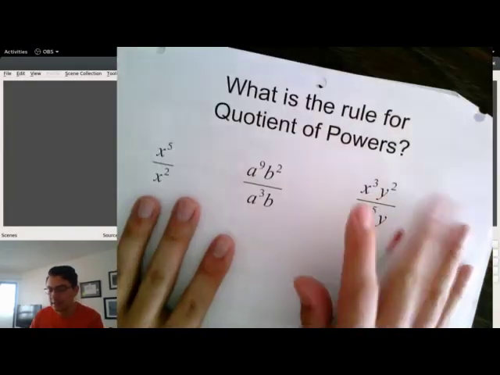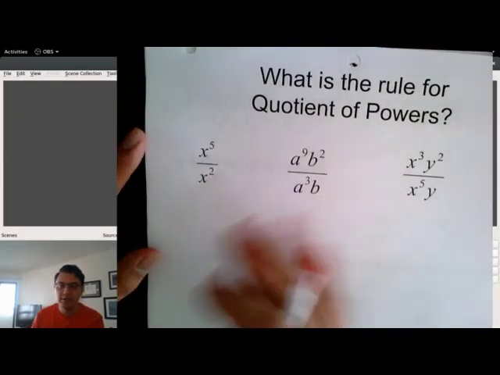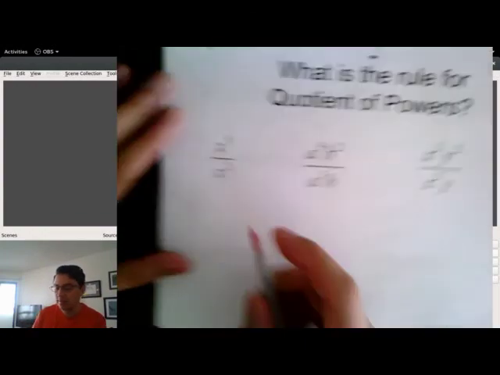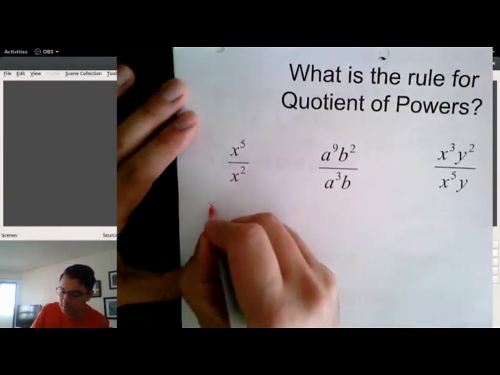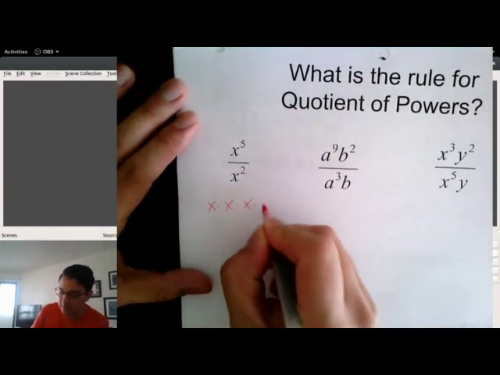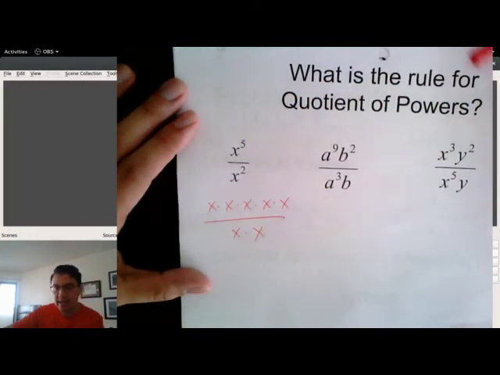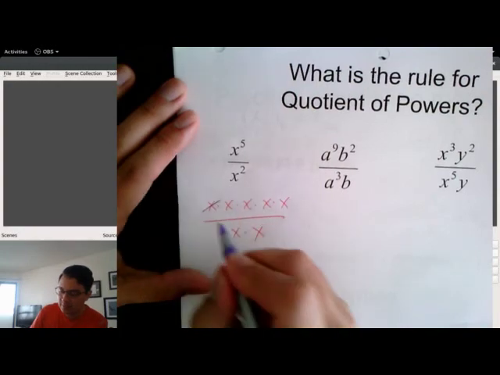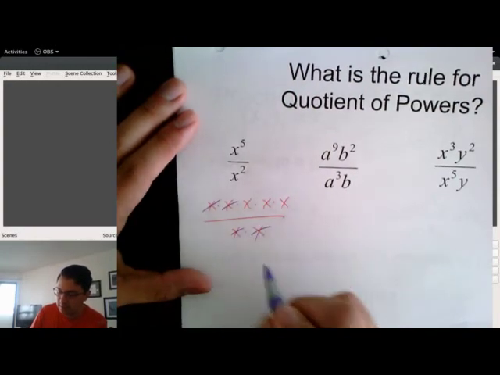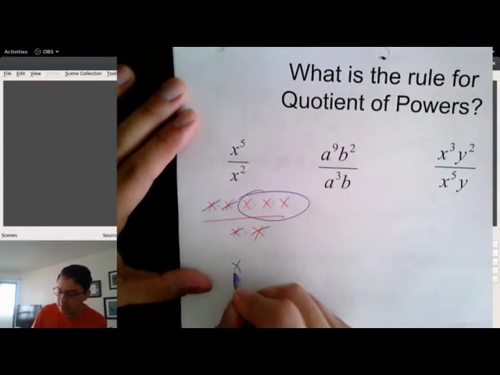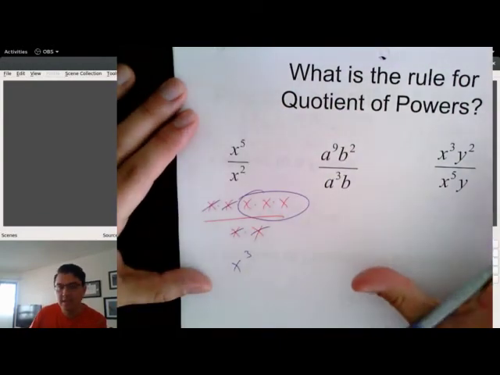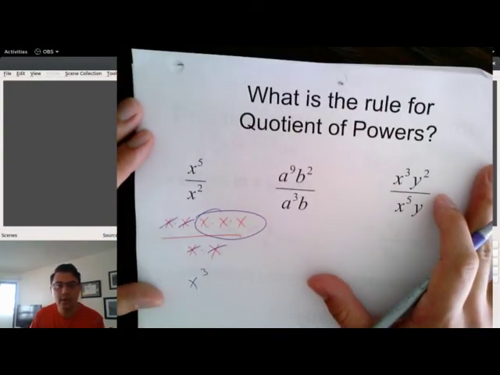So we did these examples in class. If you ever get stuck on these, you can always expand them. For example, here the x to the fifth is the same thing as x times x times x times x times x, all over x squared. And then cancel out things that are the same. So I'm going to cancel this x with this x, this x with this x. That leaves me with just this, giving me x cubed. You can apply that same rule to all three of these examples.